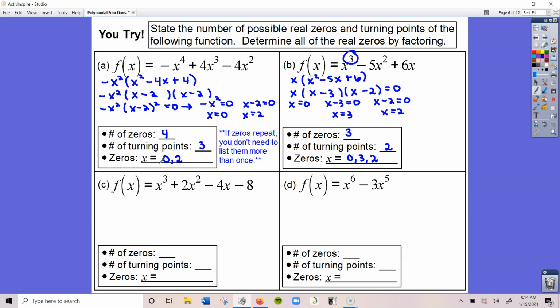Now let's look at this next one here. Notice that in this one we have 4 terms. And remember that I told you that that would be a clue. If you have 4 terms, you're going to factor by grouping.